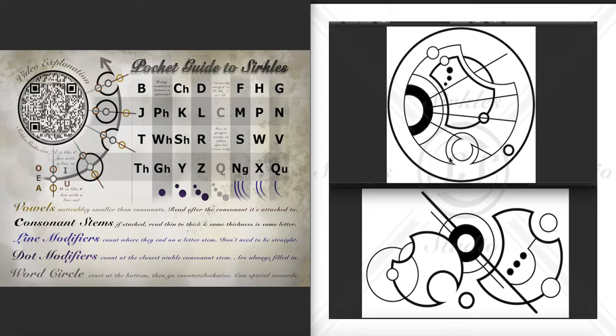So let's look at this deep divot shape, just like this deep divot shape. And there are no modifiers on it. So even though lines pass through it here, this line doesn't end on that stem, so it doesn't count. So this is just a B, and here's the B on this design. And then we have a little vowel outside the word circle, so here and here, that is an A.